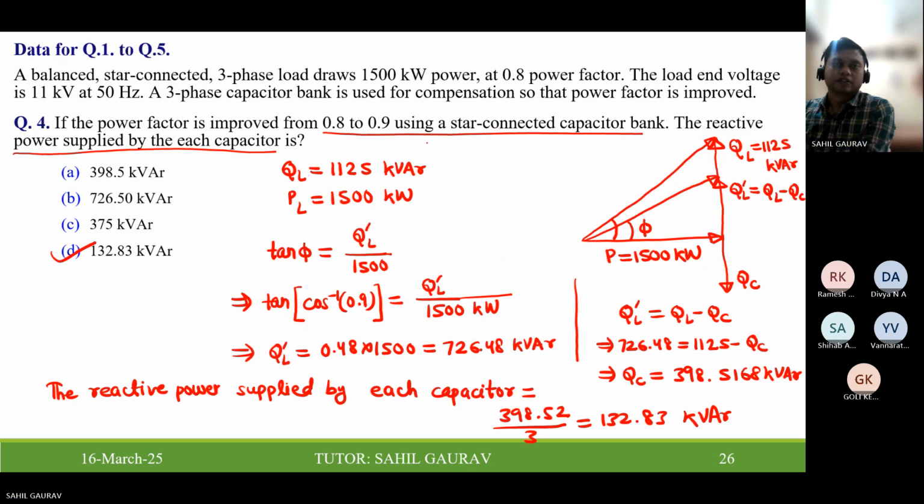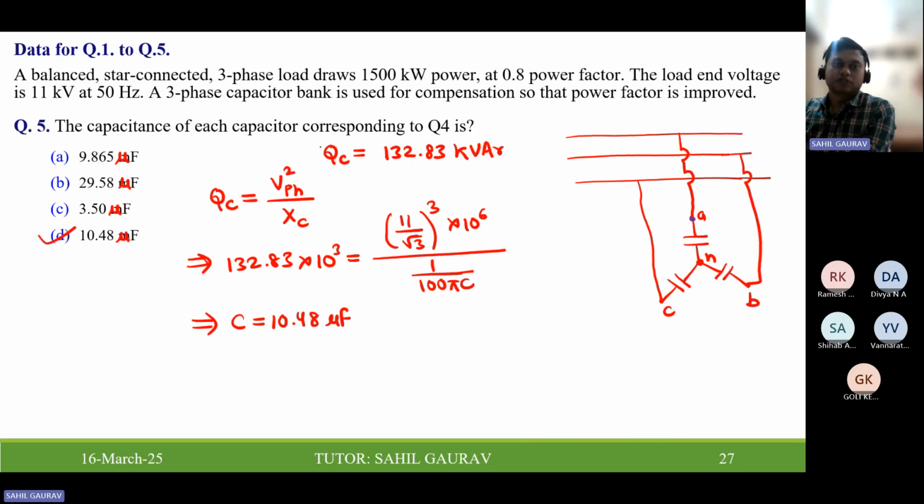So this QC is 398.5168 kVAR, and each capacitor is supplying 132.83 kVAR. So this 132 kVAR is being supplied by each capacitor. So we have to deal with each capacitor here.